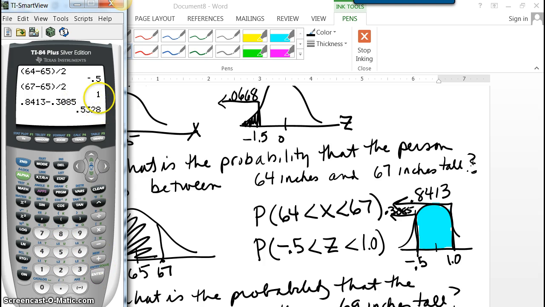So it looks like the area in between is 0.5328, and that should be this shaded area right in here, 0.5328. That should also be the answer to this probability question, like about a 53% chance that somebody's between 64 and 67 inches tall.